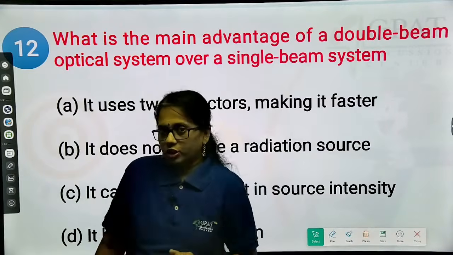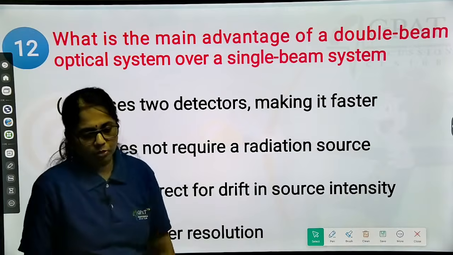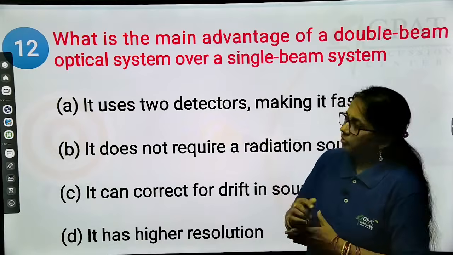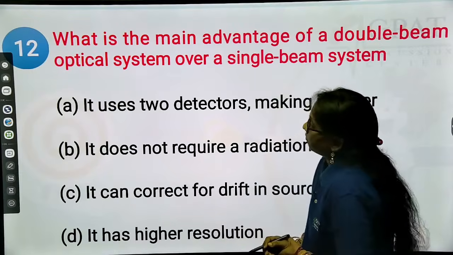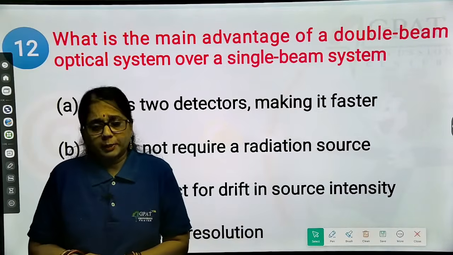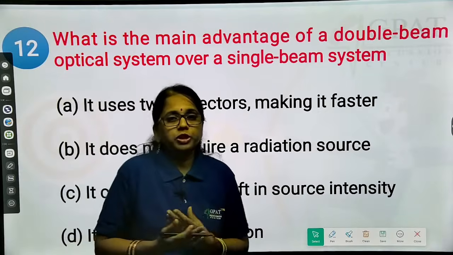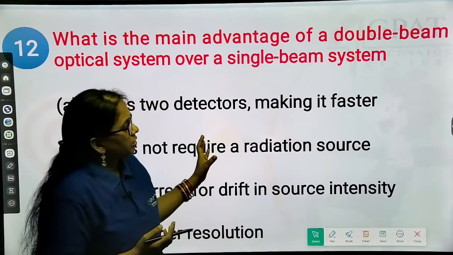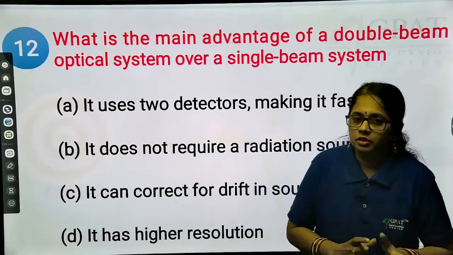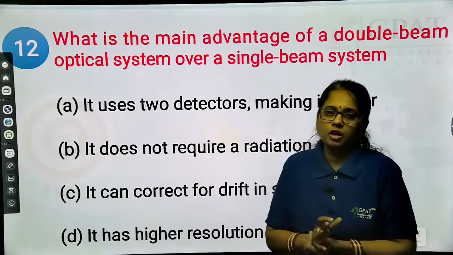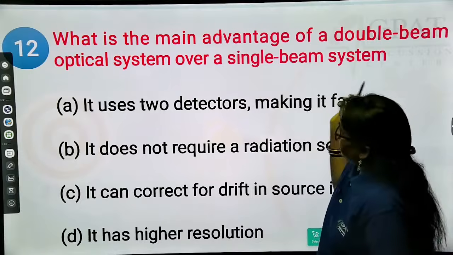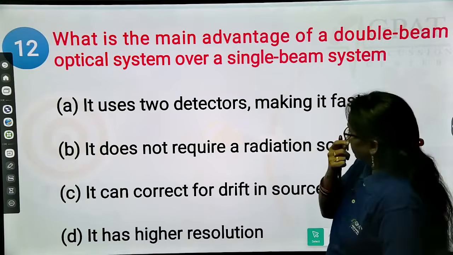Mostly till now we have seen the questions related to spectroscopy only, each and every part, the basics of the EMR. Now, we are seeing the optical systems over a single beam. So, why are single beam spectrophotometers replaced? That means now we are going to use so many double beam spectrophotometers, because the drift and everything are minimized. Let us see the main advantage of a double beam optical system over a single beam system in this question.